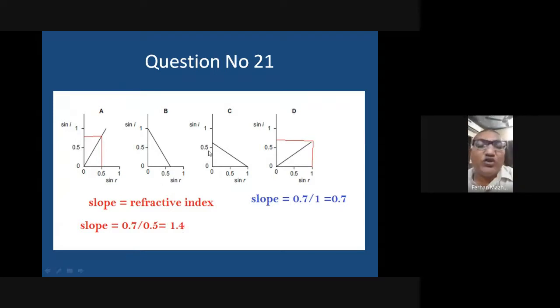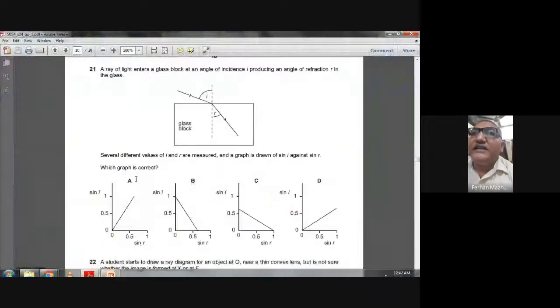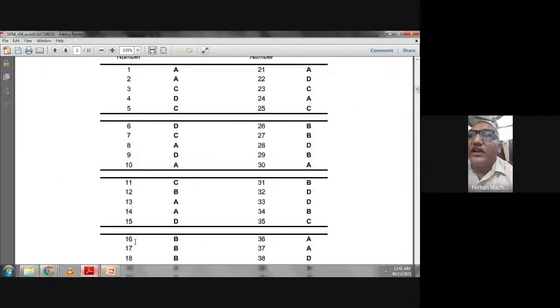B and C, they both are rejected. The reason is their gradients, their slopes, are negative, and the refractive index is not negative. So our choice will be A. I hope that you have understood how we came to know that the option is A. So the option here is A, question number 21. Let's check if our answer is right. Question number 21, A is the choice.